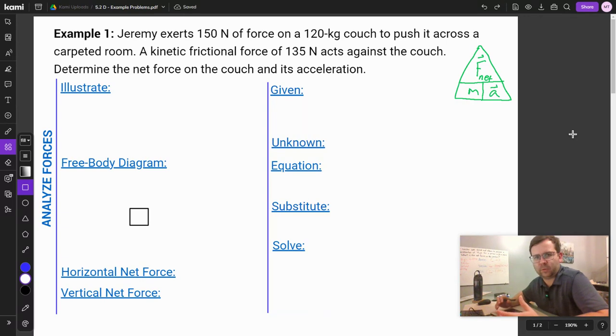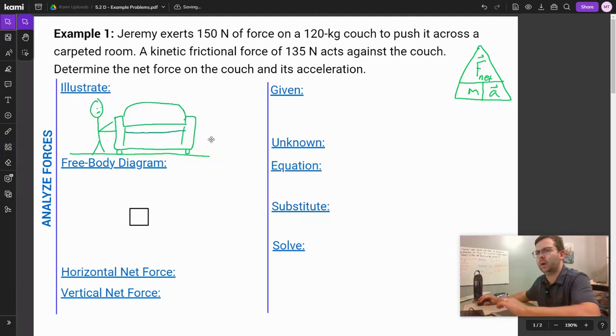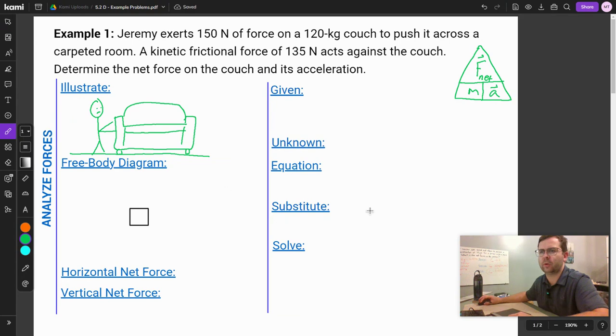Doing all of this is essential before you begin solving the problem using the GUESS method, which is on the right. And you'll see what I mean. You'll need to be able to analyze the forces. So let's do this practice example. We're going to start by illustrating. I've already drawn it, though. You can see my beautiful drawing here.